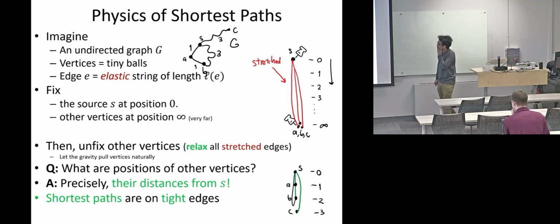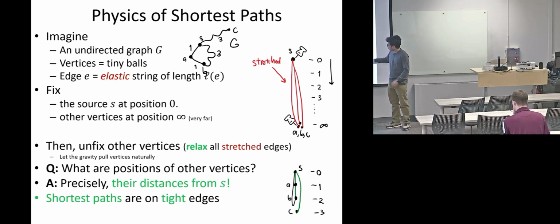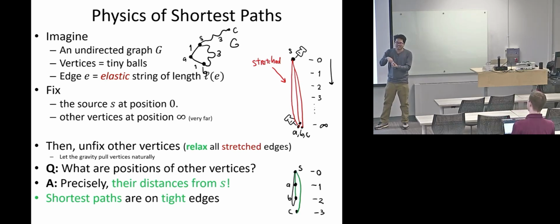And you can also see that the shortest path, the green one here, is the one that is not stretched but kind of tight. It's tight but not stretched. This is the green one. And you can see that the shortest path will be using only the tight edges. You're never going to use the non-tight one because it's not going in the shortest way.